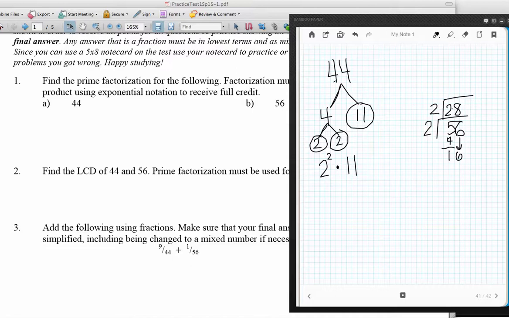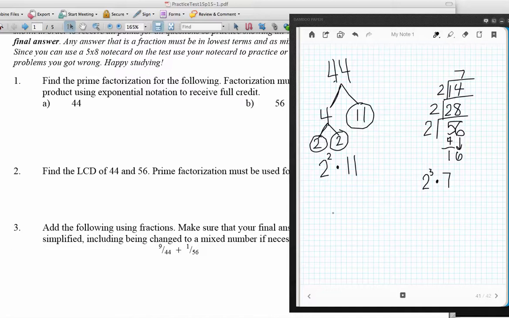28 is again even, so I'm going to do a 2. 2 goes into 2 once, 2 goes into 8 4 times. Again, 14 is not prime, so I'm going to do another division. 2 goes into 14 7 times, and since 7 is prime, I'm done. The stair steps here are your prime factorization. So for 56, we have 2 as a factor, and we have 7 as a factor. And there are 3 factors of 2, so an exponent of 3 on that. So these are the prime factorizations of 44 and 56.